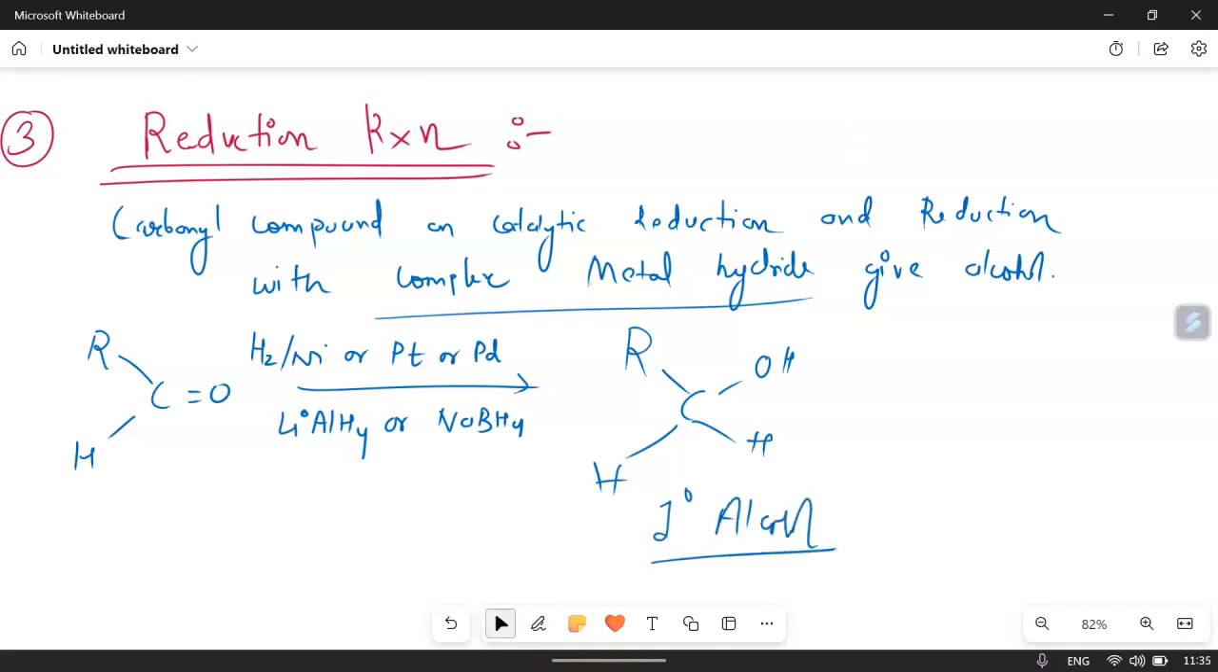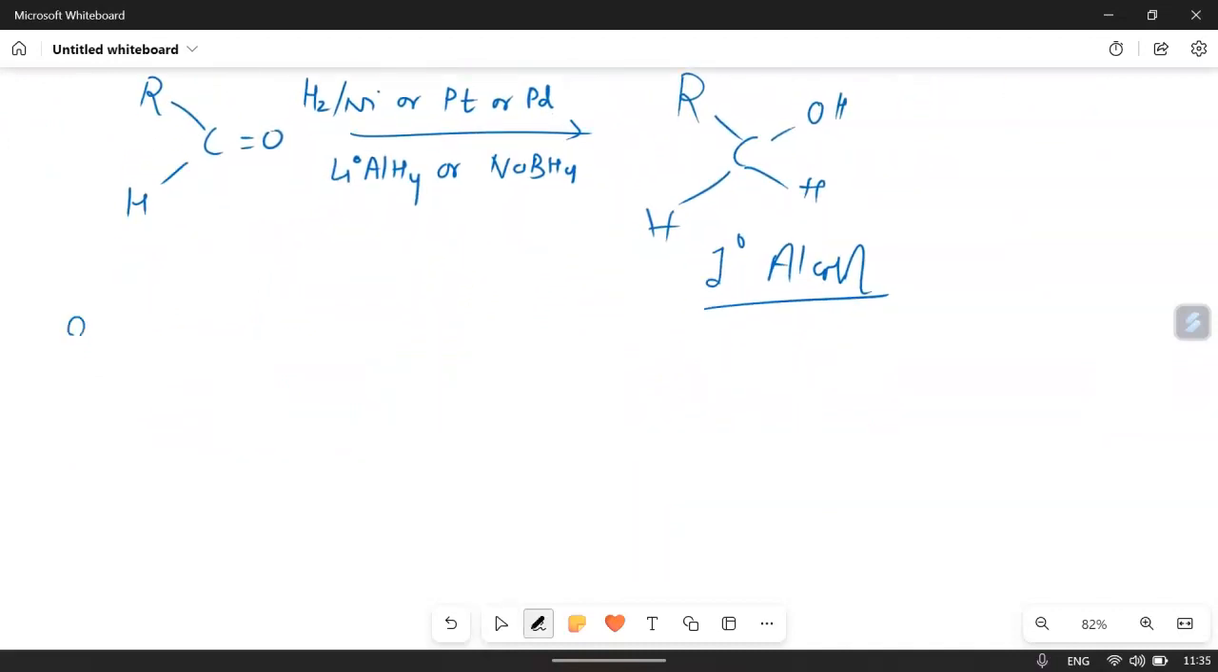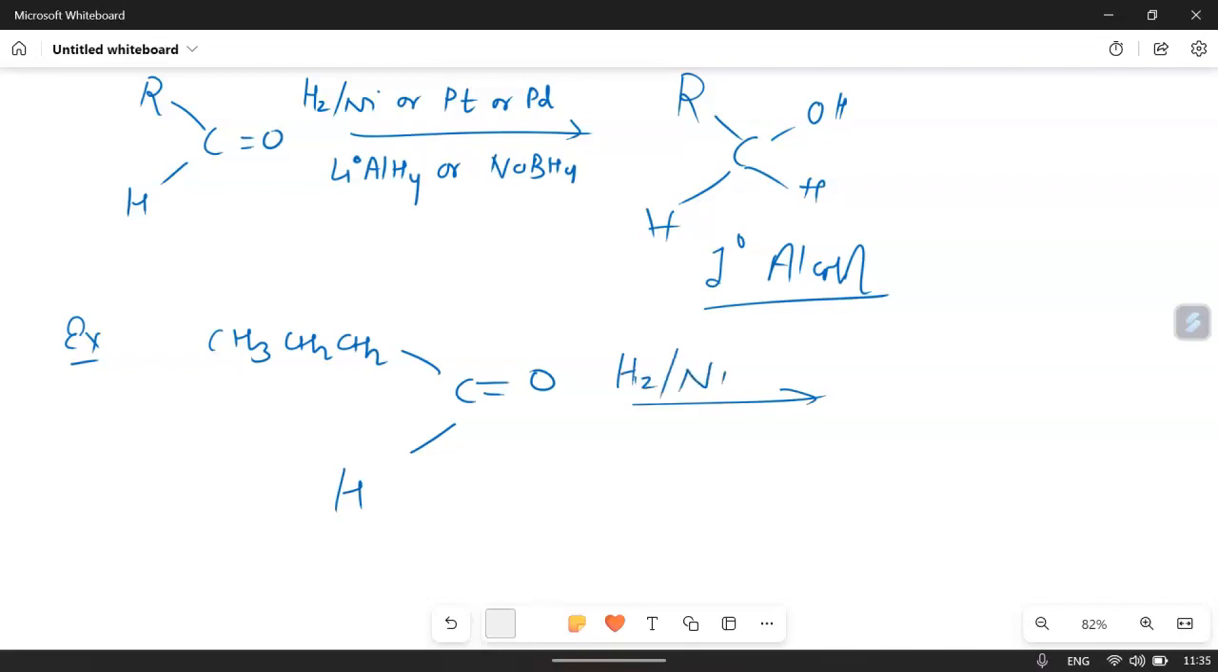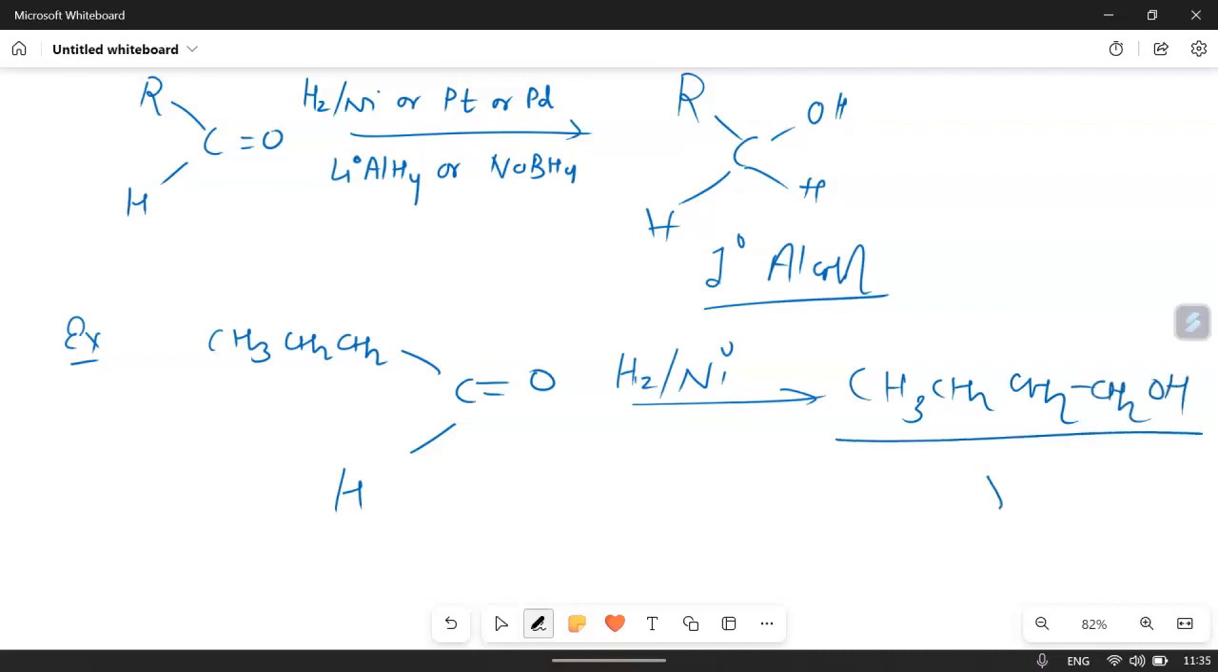Okay, you can write down one example of it if you want. Example would be very easy. CH3CH2CH=O. This is your compound. You have to do reduction in the presence of H2/Ni, or LiAlH4, whatever you want to use. So it will give direct alcohol CH3CH2CH2CH2OH. Okay, 85% butanol is formed in this.